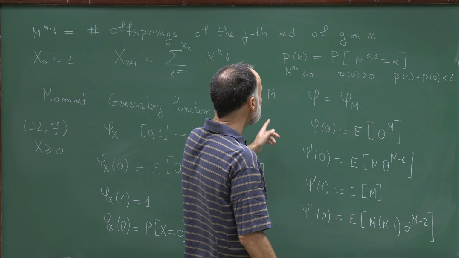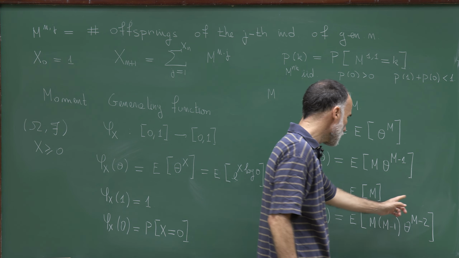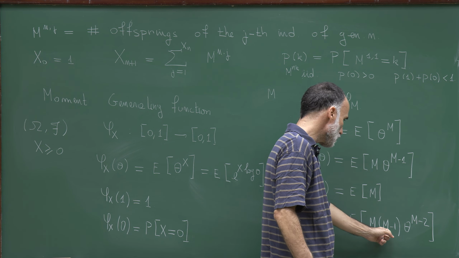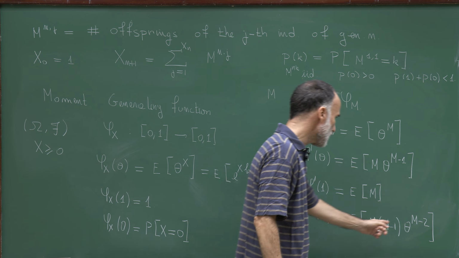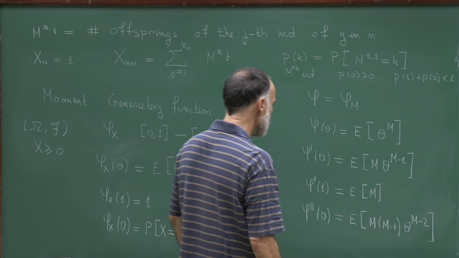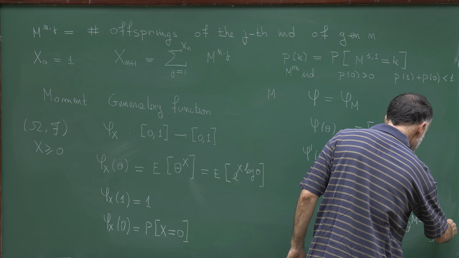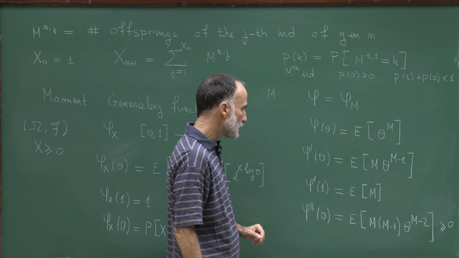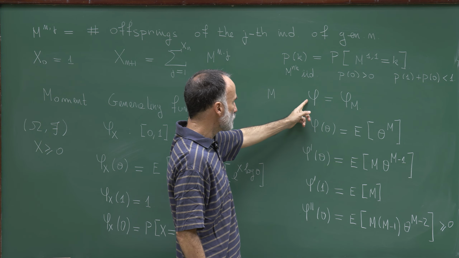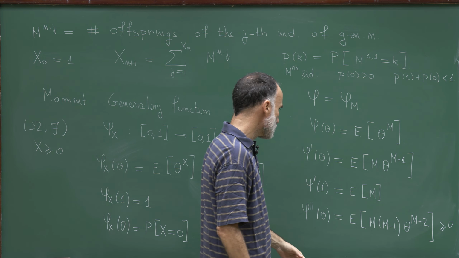In our case, m takes only integer values, so you see that if m is equal to 0 or 1, this is 0, so this will depend only on the values of m larger or equal than 2. And moreover, this is then strictly positive, which means that our moment generating function of m is strictly convex. So let me draw a picture of phi.